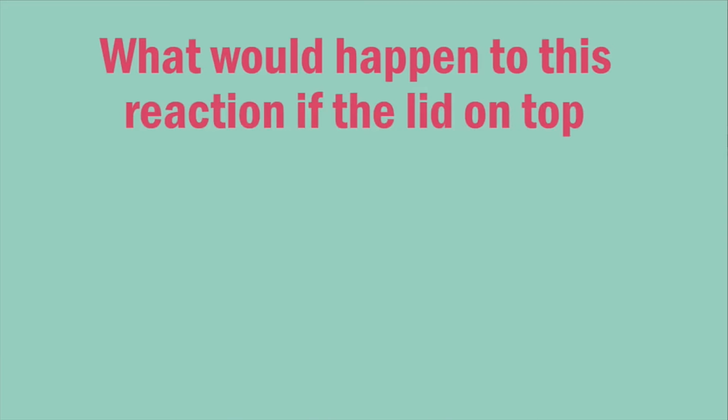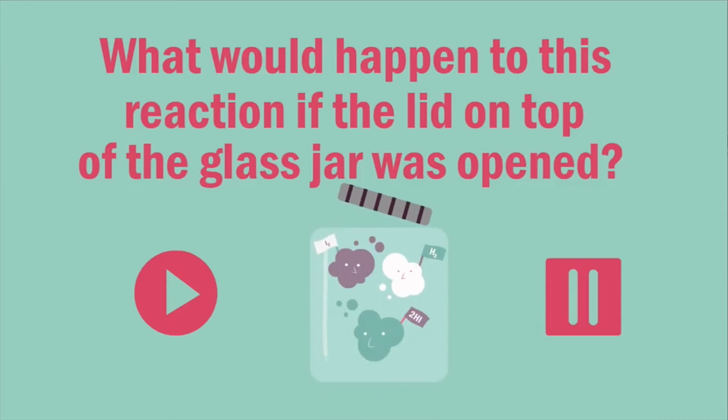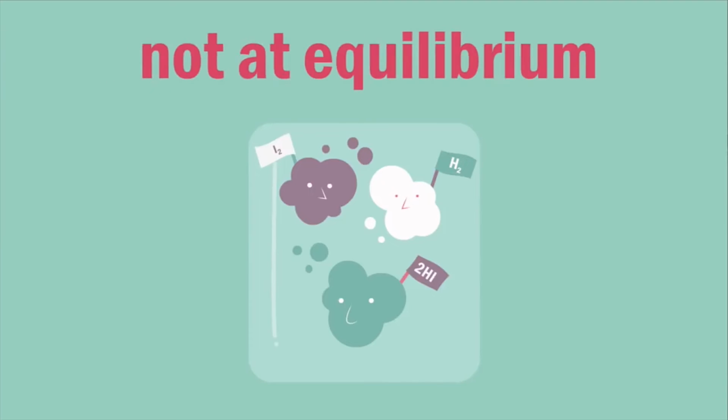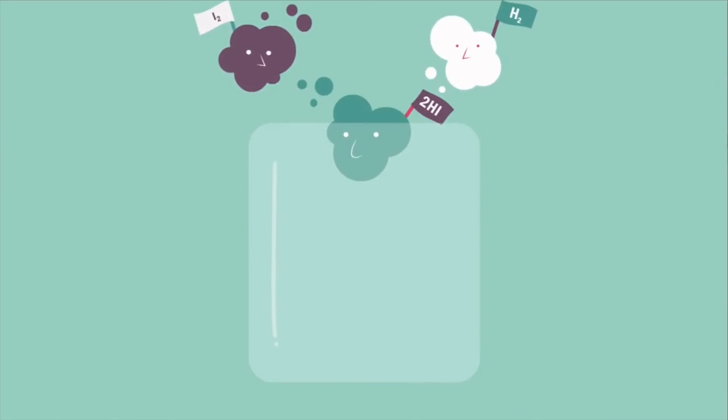What would happen to the reaction if the lid on top of the glass jar was opened? Please pause the lesson to think about this and resume when you are done. If the lid was removed, the system is no longer at equilibrium, as both the reactants and products, or matter, would be able to escape the system.